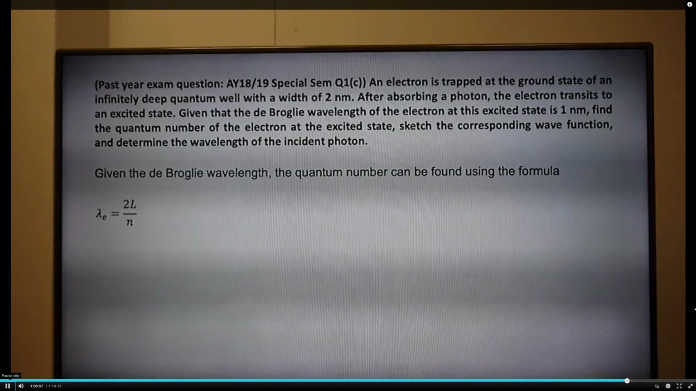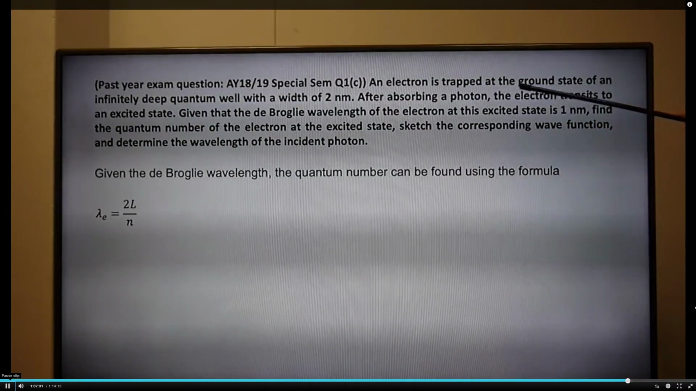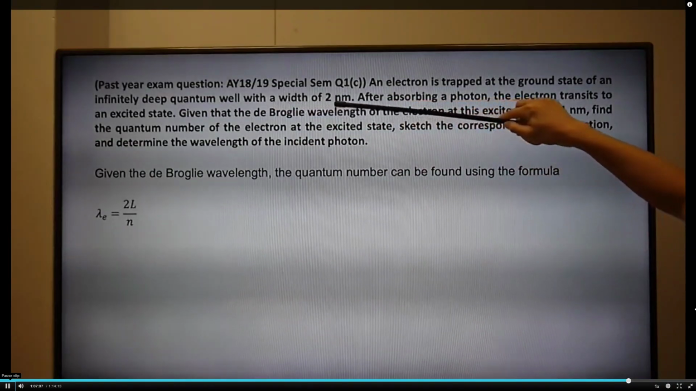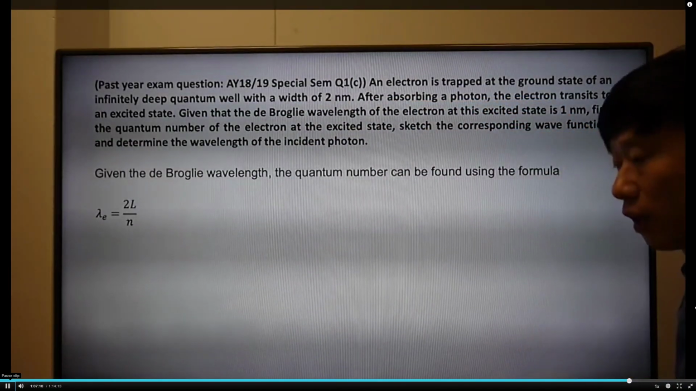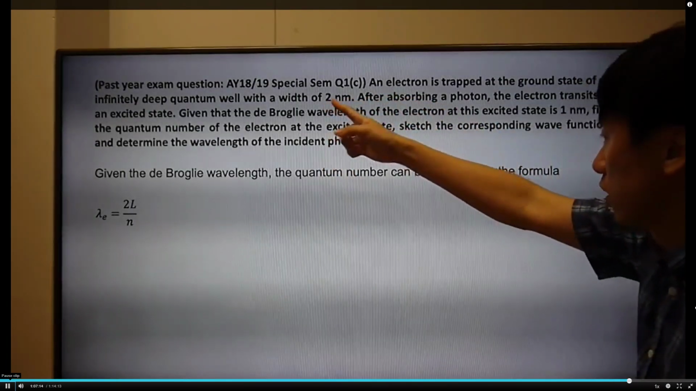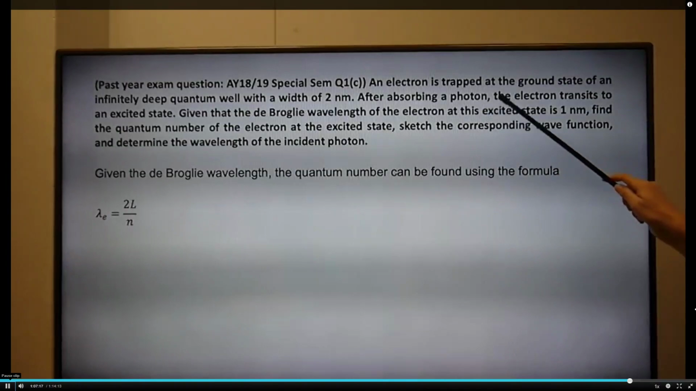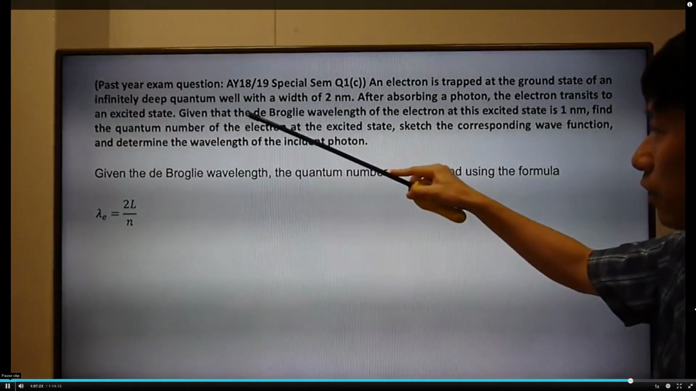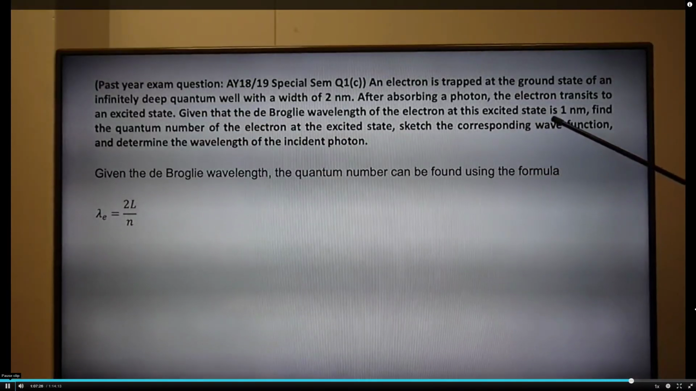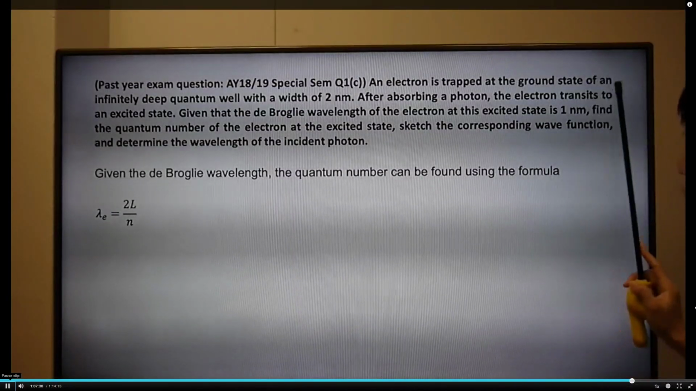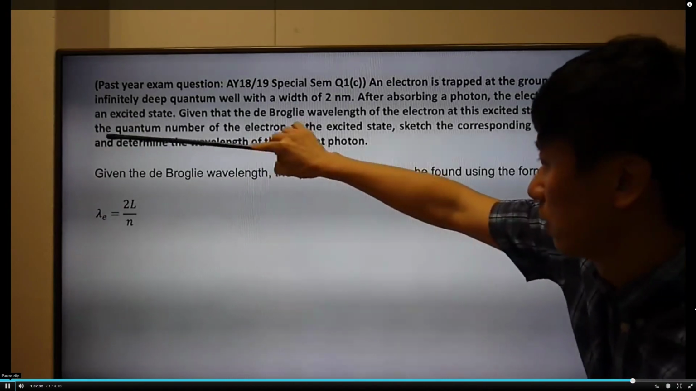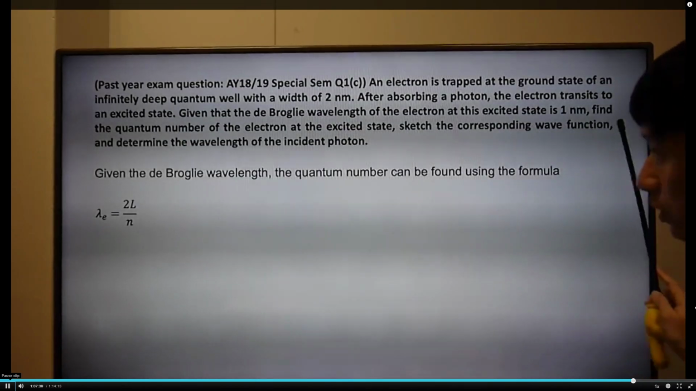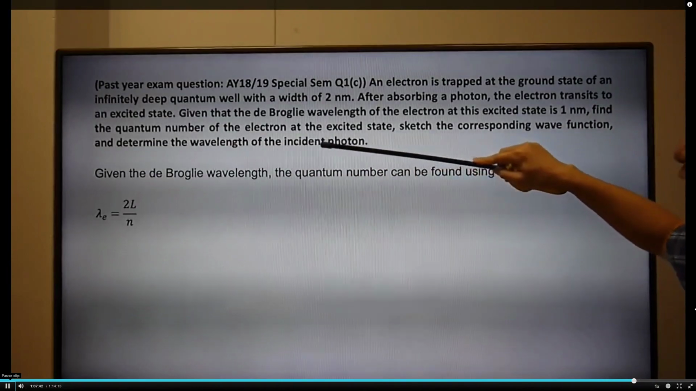Next question. An electron is trapped at the ground state of an infinitely deep quantum well with a width of 2 nanometer. So we have the two boundaries, and the width is 2 nanometer. After absorbing a photon, the electron transits to an excited state. Given that the de Broglie wavelength of the electron at this excited state is 1 nanometer, find the quantum number of the electron at the excited state, sketch the corresponding wave function, and determine the wavelength of the incident photon.